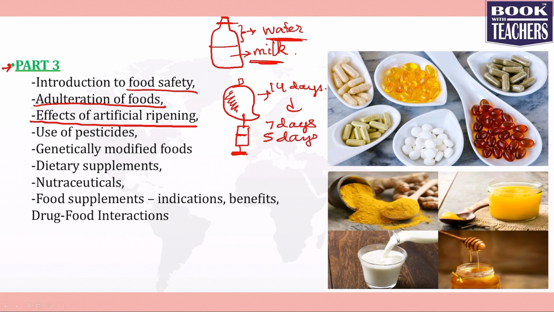So what are the effects of these artificial ripeners, we'll be learning as well. Then we'll be learning about pesticides. That means the products which are used to kill pests. And then next we'll be learning about genetically modified foods.